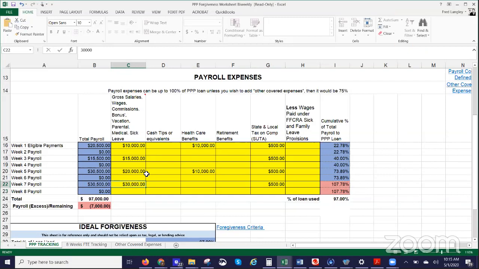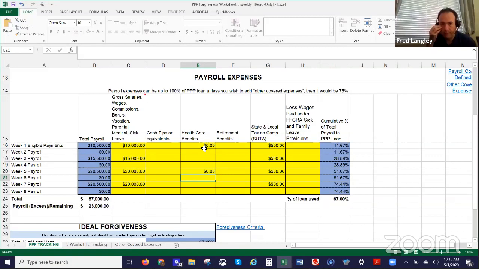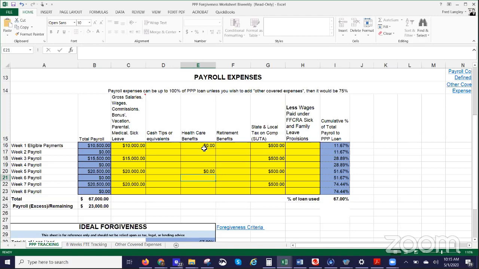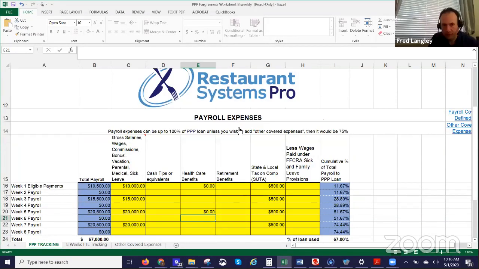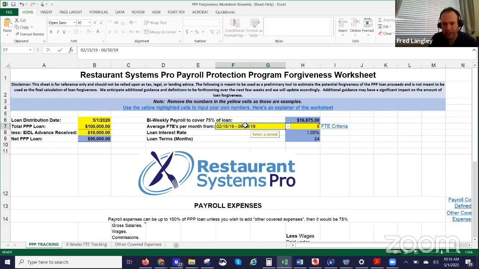Hey, Fred, while you're doing that, we have a couple questions. Roger said, I thought the FTE was 30 per week, not 40. I said 30, maybe I misheard. And then Christina said, I read at On Point that if you were a seasonal business, you had to use the 2019 pay period. Did they change that? No. If you look here, it's the 2019 pay period. So it's really the choice, no matter if you're seasonal or not, they're taking the previous years. So your choices are last year's 2/15 to 6/30, or you can choose 1/1 to 2/29.